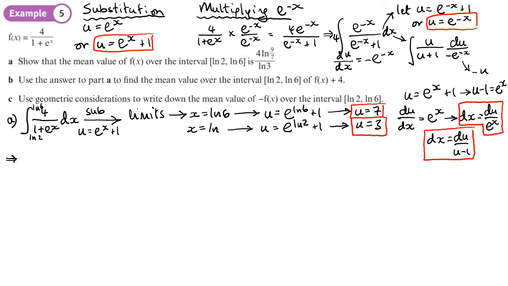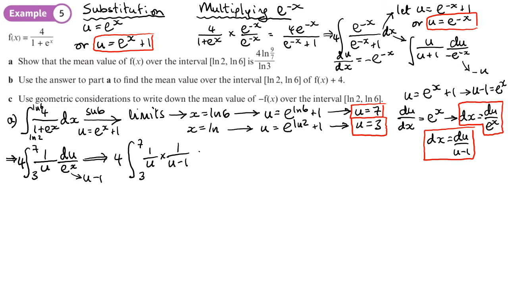Right, so let's get everything changed. So log 6 becomes 7. Log 2 becomes 3. The 4 we'll put over here out of the way. So basically we've got 1 over 1 plus e to the x, or 1 over u. Then the dx we would change to, well, let's say you did this in the exam, and then you'd be thinking, hang on, I can't get rid of the e to the x, I'm stuck with it. Well, this is when we look back at what we've got here, and you can say, all right, e to the x, that's u minus 1. So then you'd say 4 limits of 7 and 3, and then we have 1 over u times by 1 over u minus 1 du.